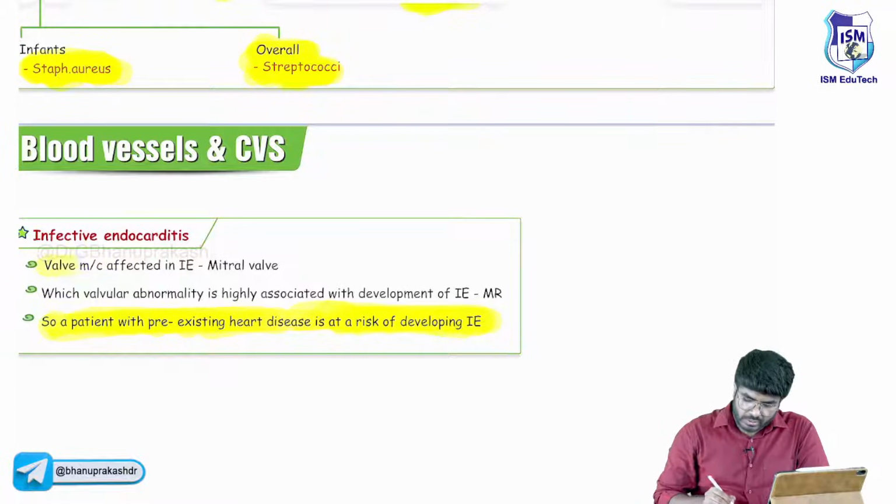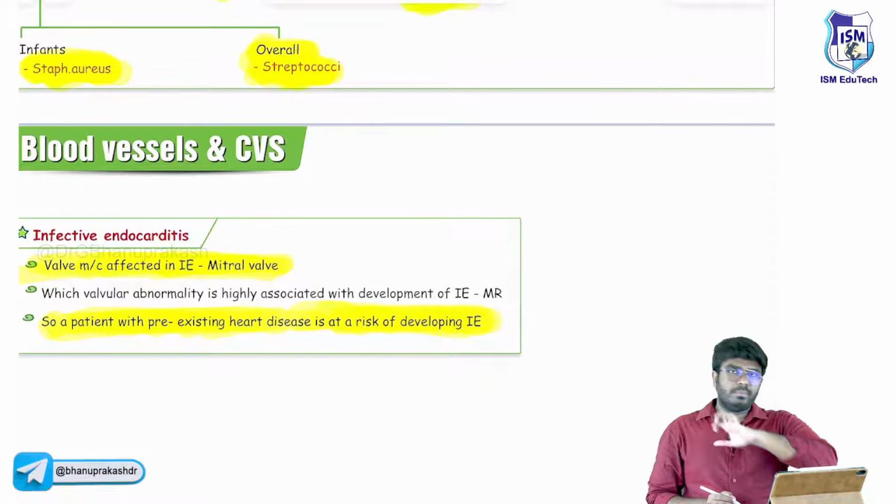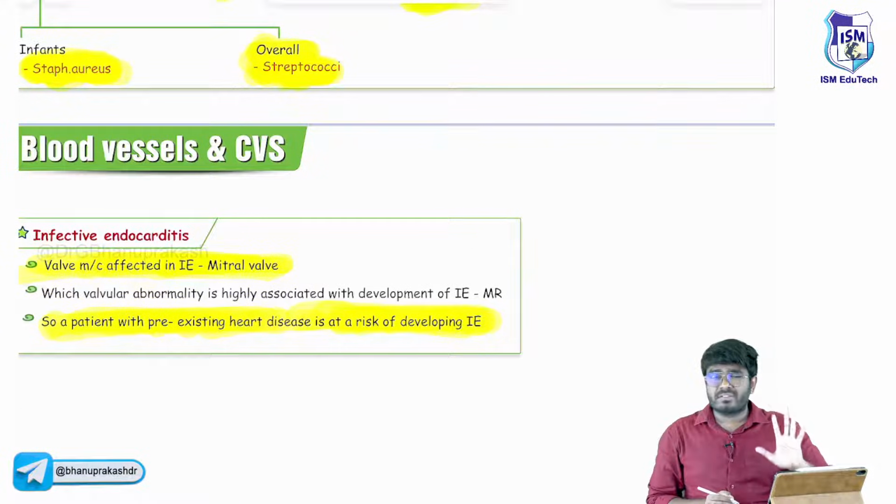What is the most common valve that is going to be affected? The mitral valve. Same in rheumatic heart disease, the most common valve affected is the mitral valve. In all the heart conditions, the most common valve affected is the mitral valve, sir. Just keep that point in your mind blindly: the mitral valve is most commonly affected in the majority of conditions.